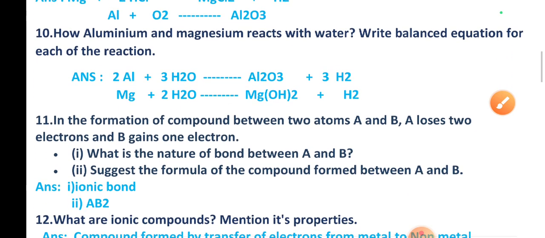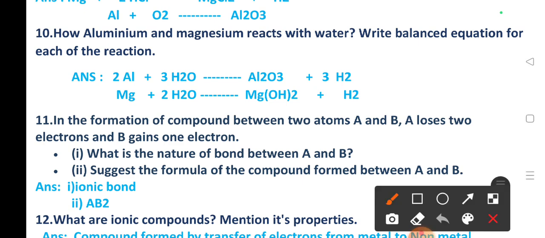How do aluminium and magnesium react with water? Write a balanced chemical equation. They asked. Aluminium reacts with water. What does it give? It gives aluminium oxide with liberation of hydrogen gas. Al2O3. Here how many aluminiums are there? 2. That's why we took 2 here. Then how many oxygens are there? To balance the oxygen, here only 1 is there, so we took 3.